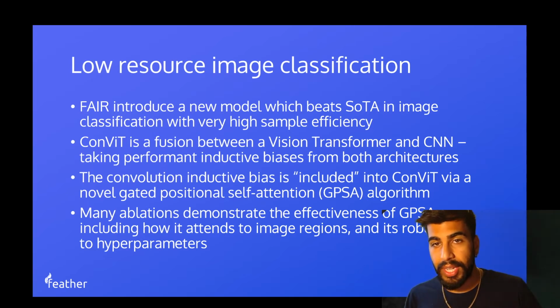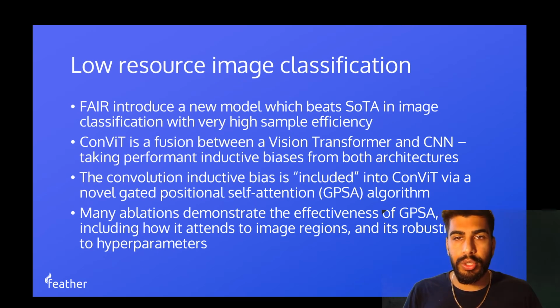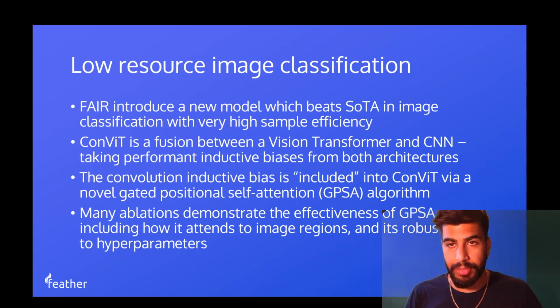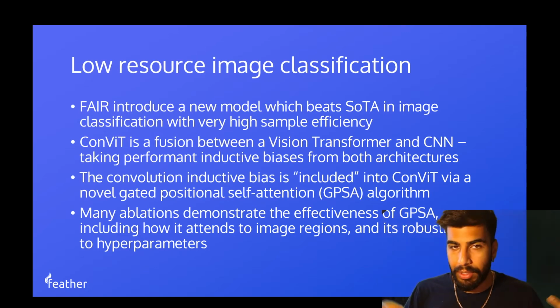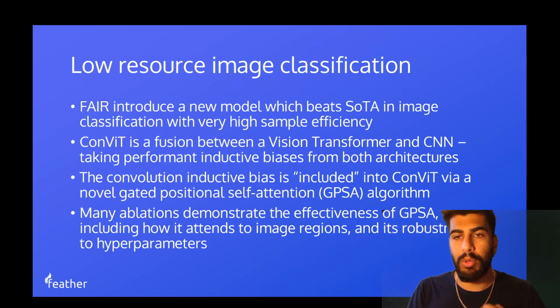In the case of the CNN, namely the 2D grid which slides over the image, they induce this inductive bias via a novel gated position self-attention algorithm. You can check the paper out, link is below, and it will give you more information about how this works. Now, they perform many ablations to demonstrate the effectiveness of GPSA, including its sensitivity to hyperparameters, and also they take a deep dive into the layers of the transformer model to see exactly what GPSA is attending to in each image that's been fed in.